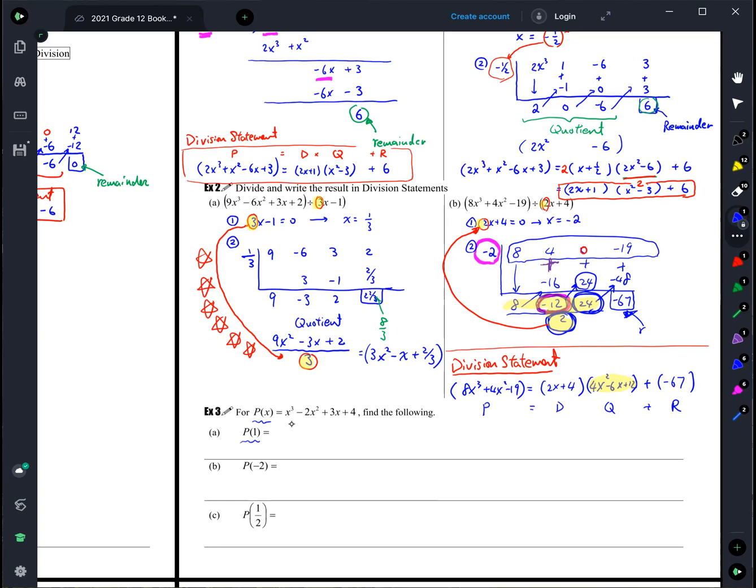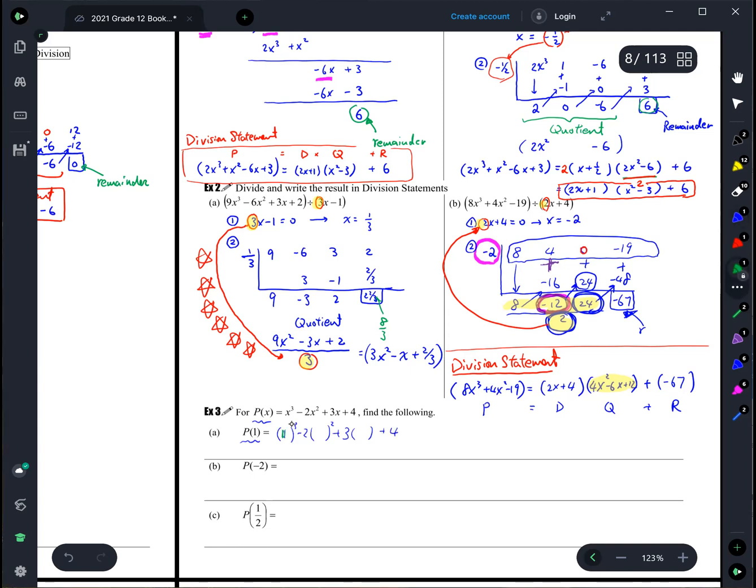It's a function notation. What that means is you plug in the 1 into the x's. Instead of x, you replace it with 1. So it becomes 1 cubed minus 2 times 1 squared plus 3 times 1 plus 4. You replace all the x with 1 if there's a 1 in the bracket, just like f of x. It could be P of x, could be Q of x, could be anything.